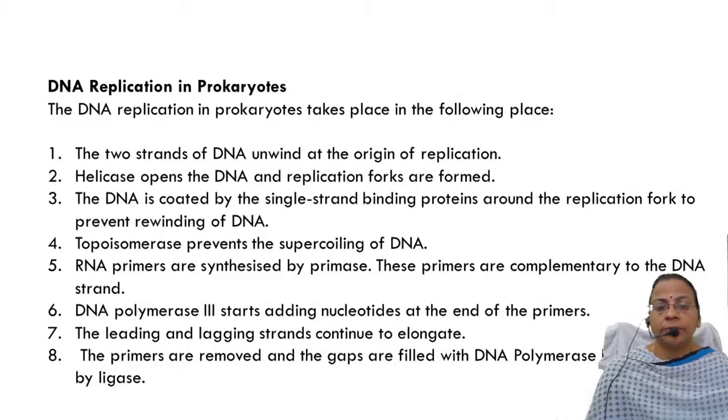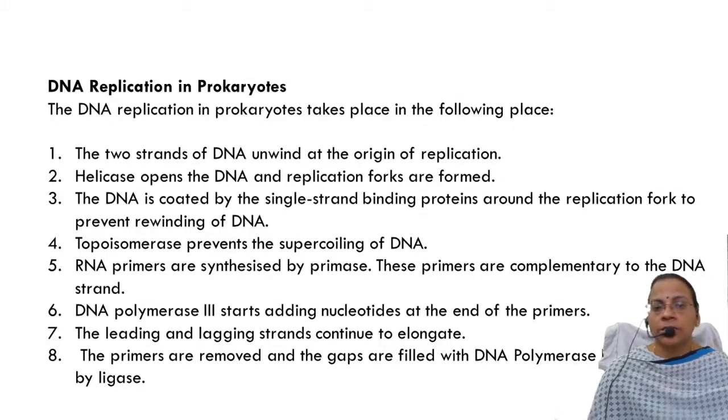Now, summarizing the main steps in DNA replication in prokaryotes. The first step is that the two strands of the DNA unwind at the origin of replication. Then helicase, with the help of topoisomerase, opens the DNA and the replication fork is formed. Helicase is for unwinding, and topoisomerase is for relieving the tension. As a result, we get two single-stranded DNA templates. Then the DNA is coated by single-stranded binding proteins around the replication fork to prevent rewinding of DNA. Topoisomerase prevents the supercoiling of DNA.